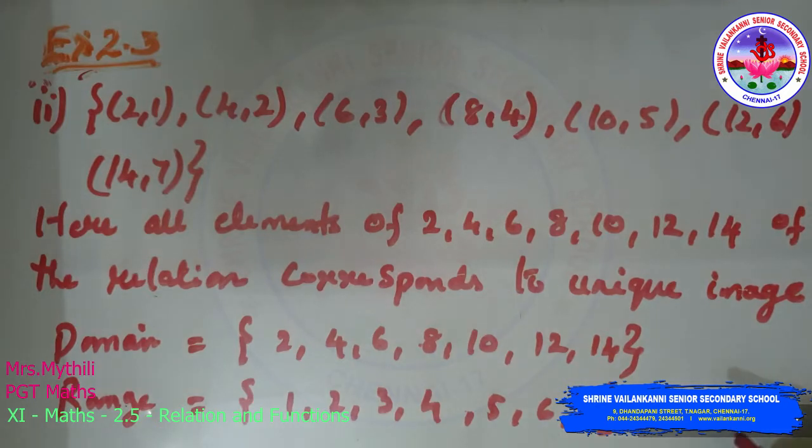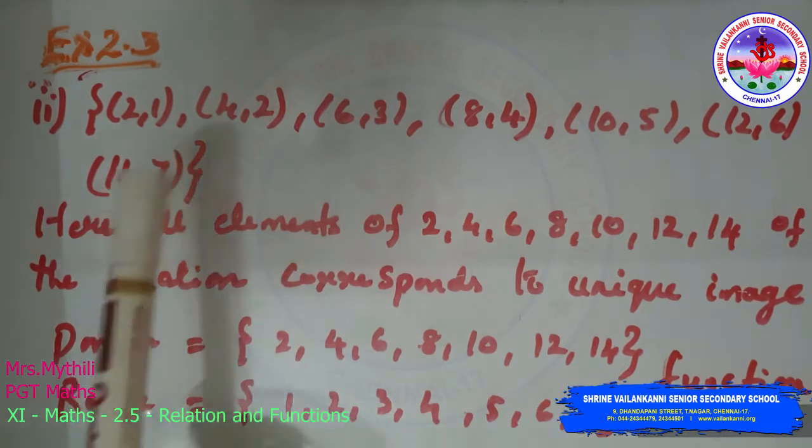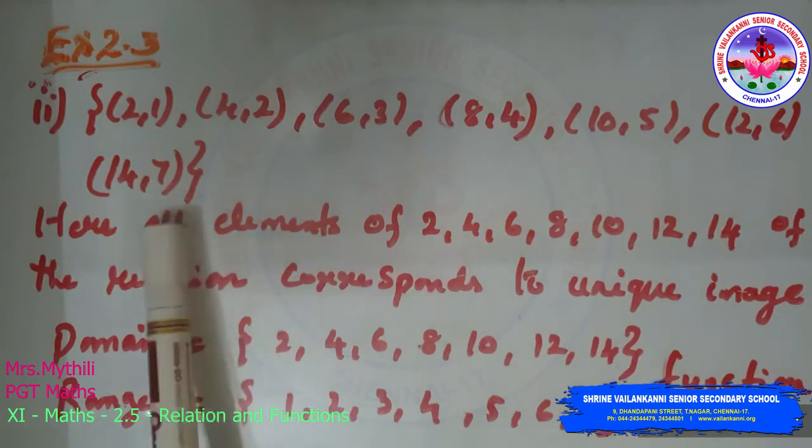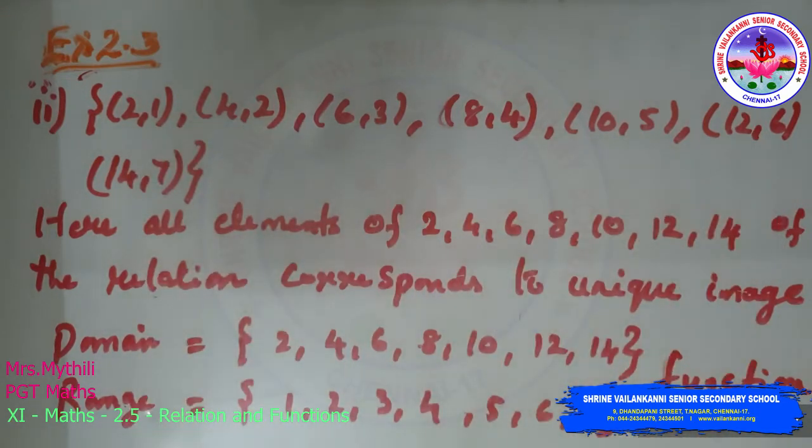Then we have to write what is domain and range. So domain is the first element in an ordered pair and range is the second element in an ordered pair. So domain is 2, 4, 6, 8, 10, 12, 14 and range is 1, 2, 3, 4, 5, 6, 7.